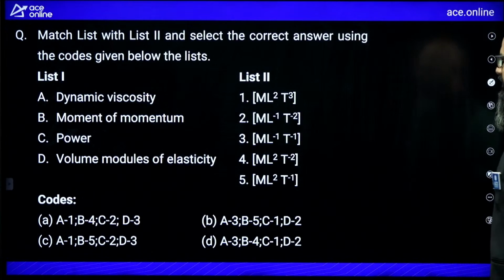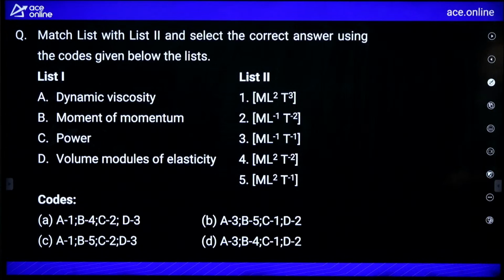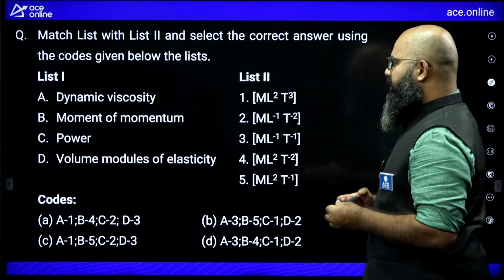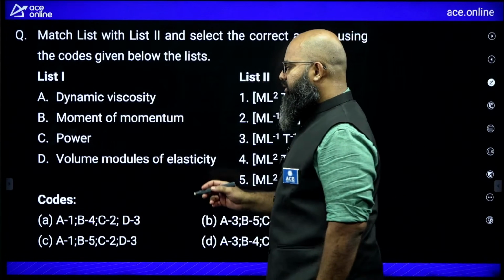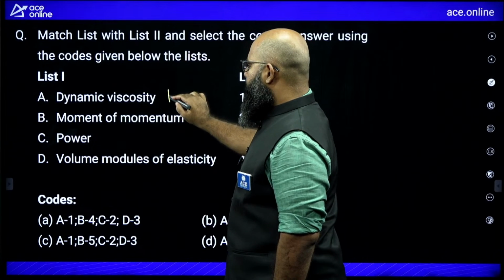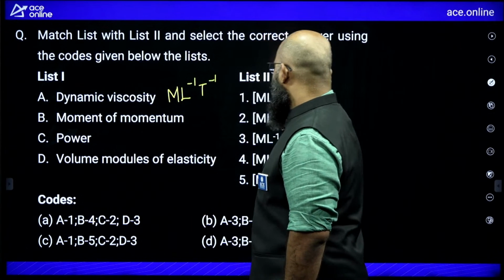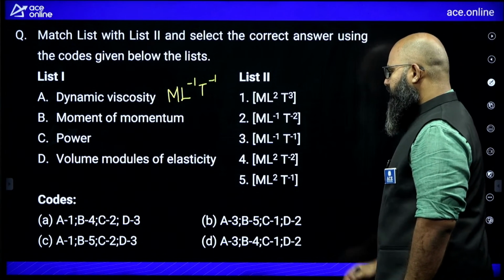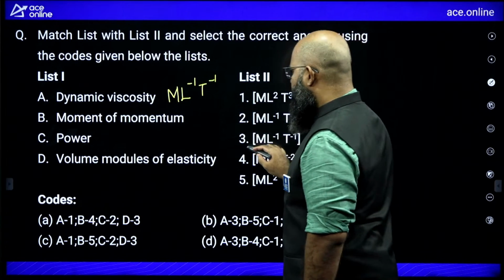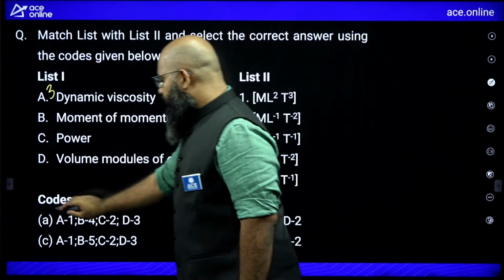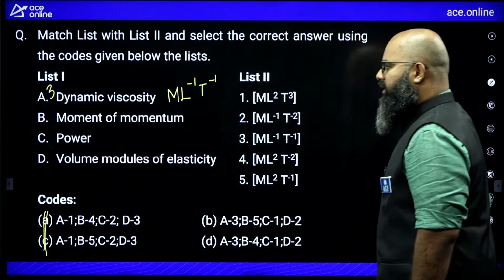Moving further, look at this question. The question is saying match list 1 with list 2 correct answers. Again, you are having many times questions coming from dimensional analysis also, or dimensions of some quantities. Dynamic viscosity. What is the code for dynamic viscosity? Dynamic viscosity is kg per meter second. So M L power minus 1 T power minus 1. This is correct for dynamic viscosity. If you observe over here, M L power minus 1 T power minus 1 is 3. So A will go with 3. The moment you see A is going with 3, you eliminate these two options. These are wrong options. Okay.